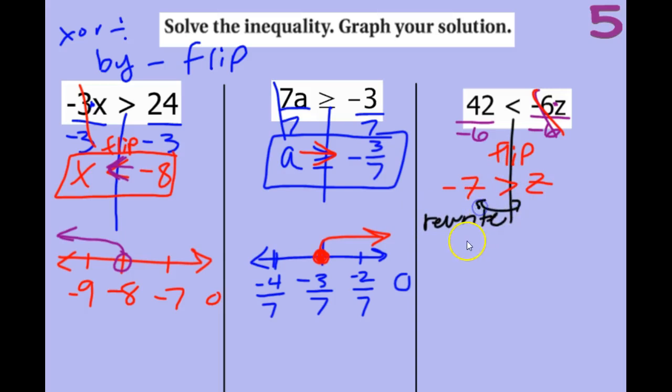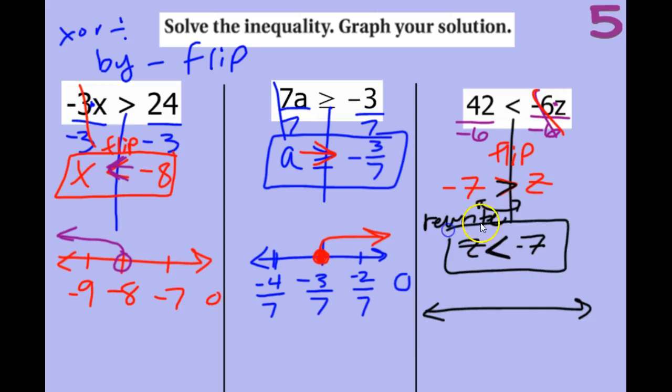Flip the z and the 7. And our alligator, our symbol's eating the negative 7, so it needs to stay that way. So flip it around so that we can graph it. If you try and graph it like this, you will get a wrong answer. You can't do it. So this is negative 7, negative 8, and then this is an open circle, because there's no equal to, and less than is to the left.